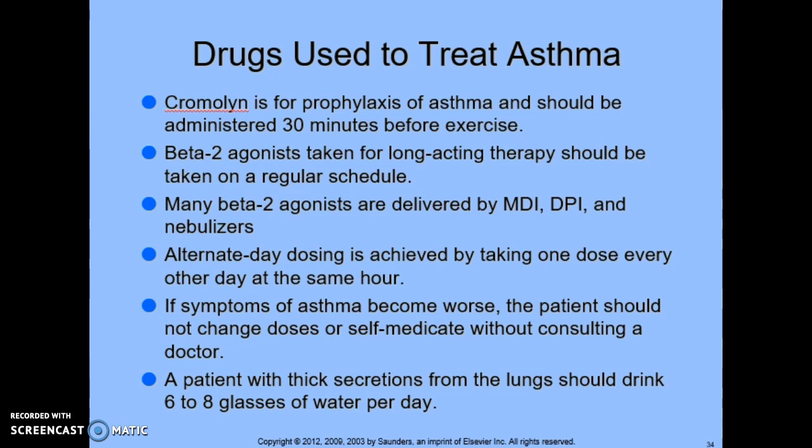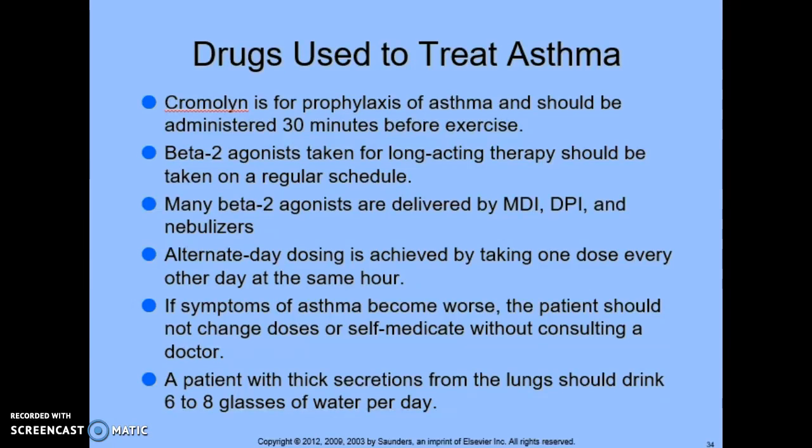So the Cromolyn is for the prophylaxis of asthma and should be administered 30 minutes before exercise. The beta-2 agonists are taken for long-acting therapy and should be taken on a regular schedule. Many beta-2 agonists are delivered by the MDI, DPI, and the nebulizers. Alternate day dosing is achieved by taking one dose every other day at the same hour, and that's important, that you take it at the same hour.